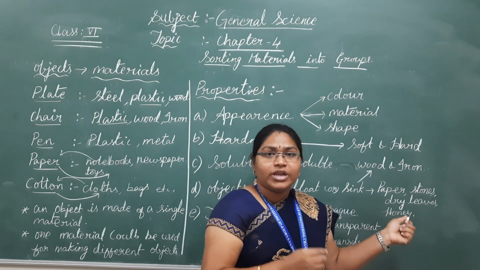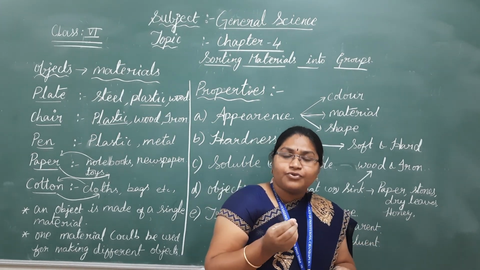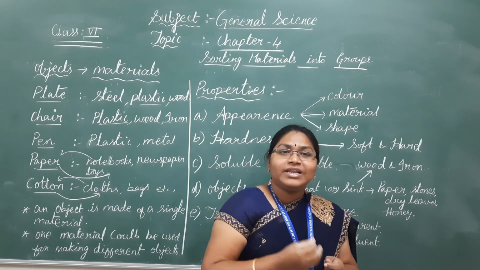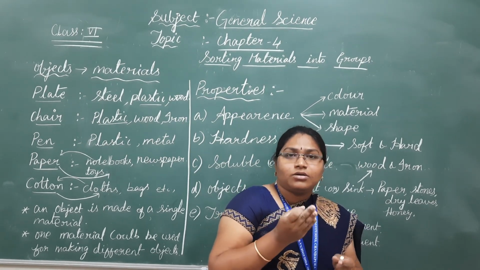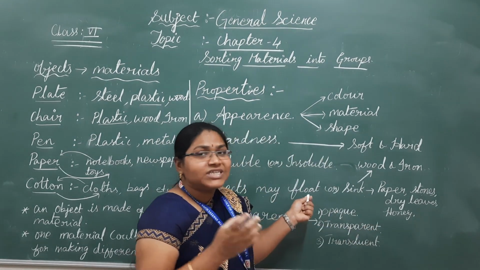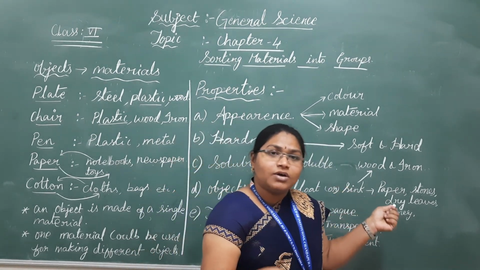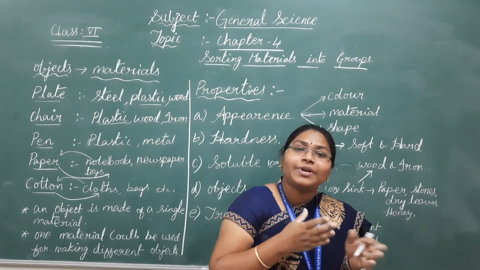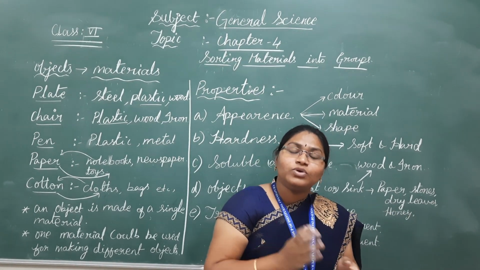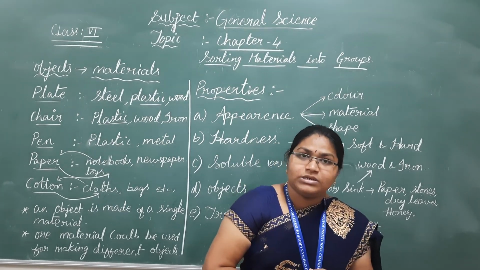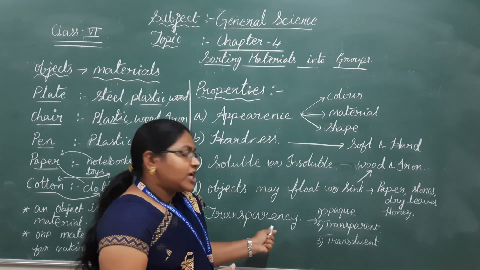Same as honey or lemon juice, if you add it to water, what will happen? It will mix with the water and you will get some color variation of the water. So these are the objects which float or sink on the water surface. Depending on this property also, you can separate, you can sort the objects or materials into certain groups. Understand? Next one is transparency.